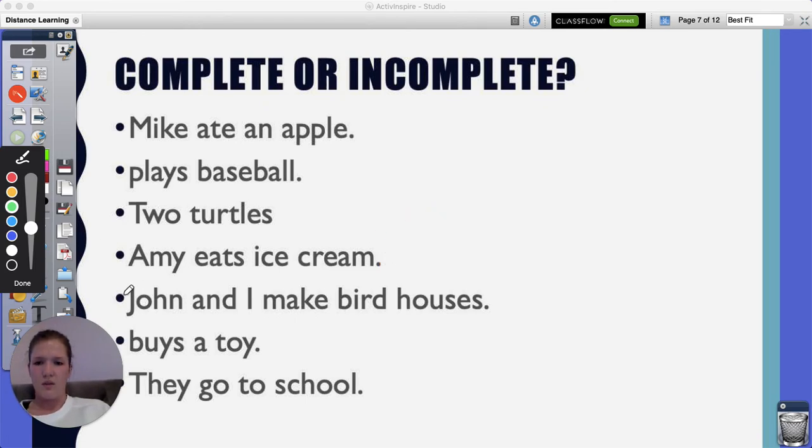The next one, John and I make birdhouses. Oh my goodness, this one has two subjects. Tricky, tricky. John and I, so me and John are doing this, make birdhouses. I see my capital letter at the beginning. I see my period. I see my subjects, John and I. I also see make birdhouses, so it tells us what our subjects are doing. So I'm going to give it a green check for a complete sentence.